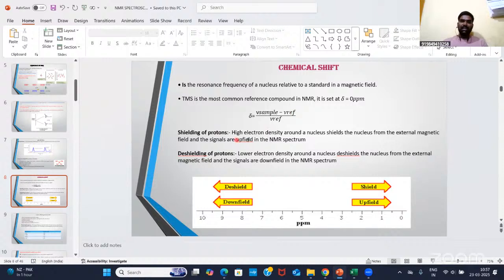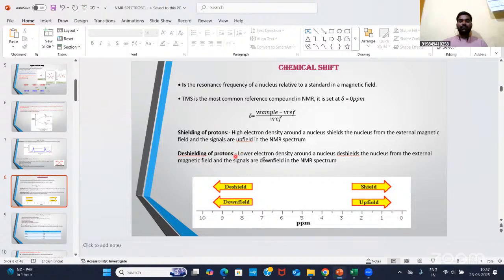Next is shielding of protons. High electron density around the nucleus shields the nucleus from the external magnetic field, and the signals are upfield in the NMR spectrum.